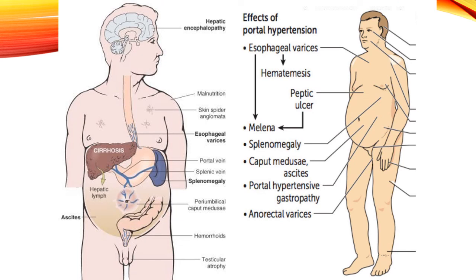These are the effects of portal hypertension. We can have esophageal varices, and these esophageal varices can sometimes bleed and cause bleeding through vomiting. We can also have splenomegaly, which is congestive enlargement of the spleen. We can have caput medusae, which is the presence of these veins, like medusae, here on the anterior abdominal wall. We can also have ascites. We can have portal hypertensive gastropathy, and we can have anorectal varices or internal hemorrhoids as well.